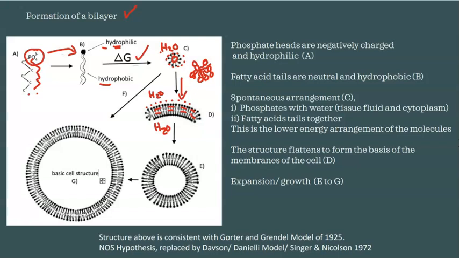Now all we need to do is to extend this all the way around, and for it to grow a little bit, to get a little bit larger, and we end up with structure G. And we're moving now more towards a typical cell structure. And this structure that you're looking at is indeed at the core of all cell structure, which is famously called the phospholipid bilayer.